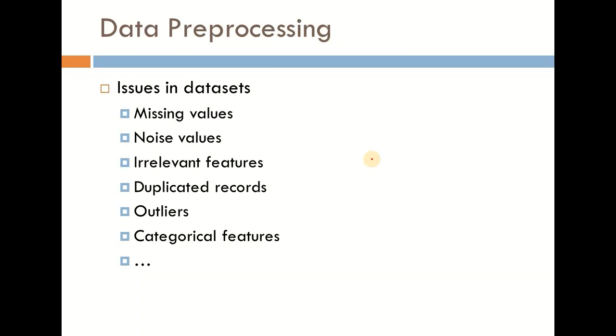These problems include missing values, noise values, irrelevant features, and duplicate records. Duplicate records may particularly be the case when we are combining multiple datasets to make a single dataset. In that case, there might be instances that occur in both datasets and therefore are going to be duplicated. We may also have outliers. There are going to be some categorical features that we may not want, and a number of other issues.